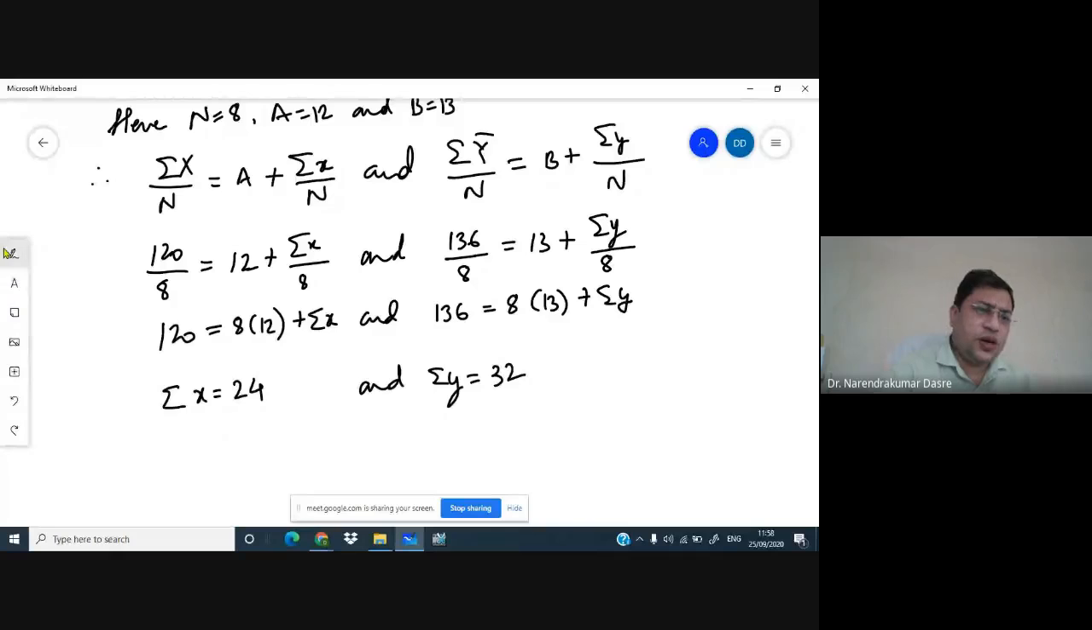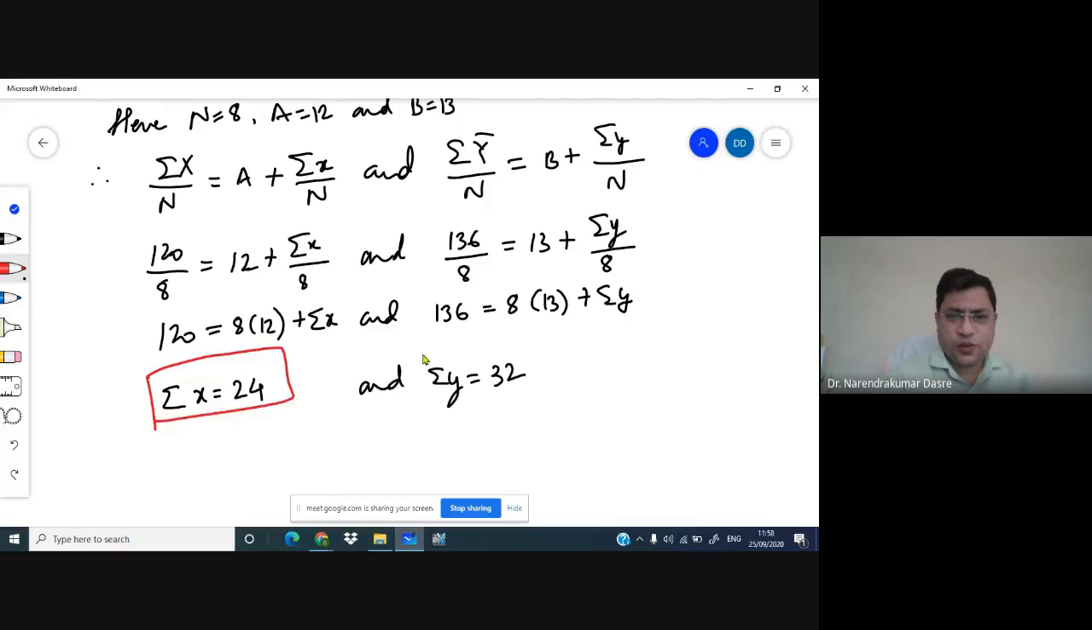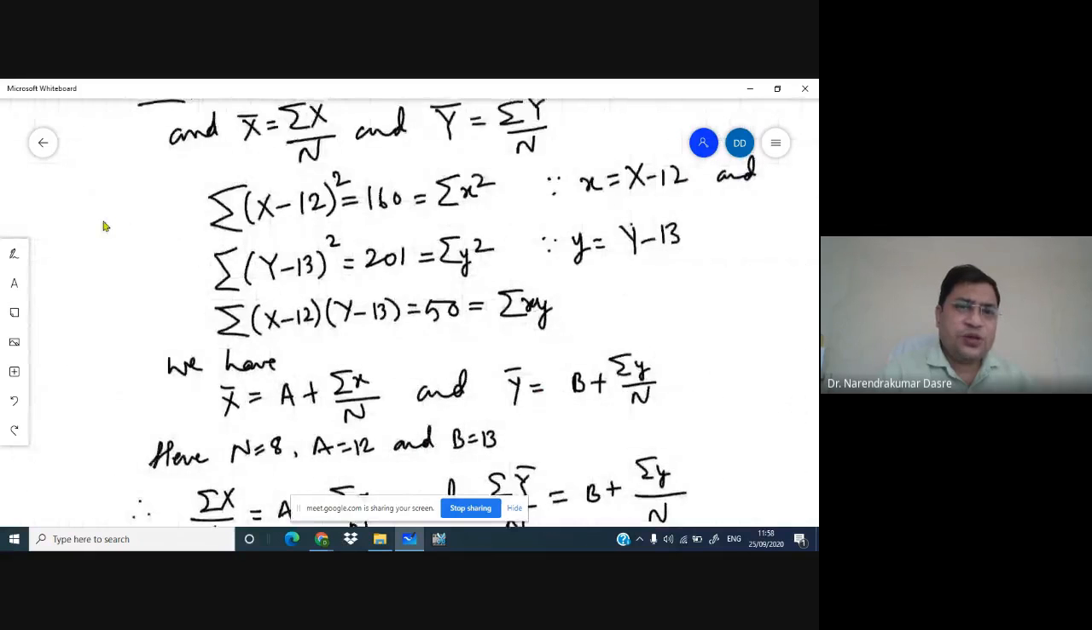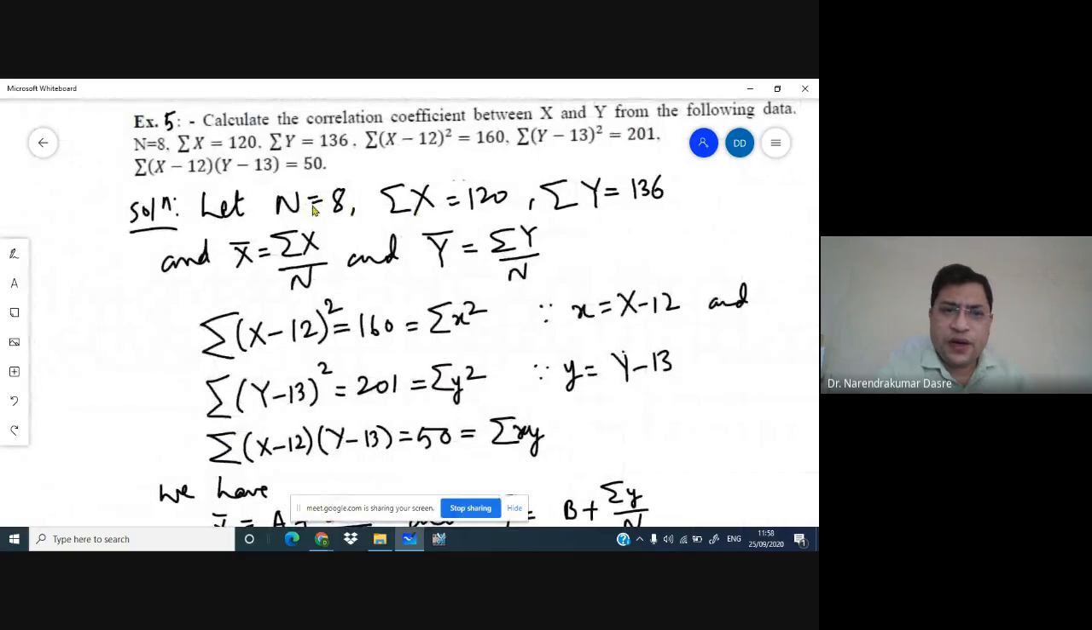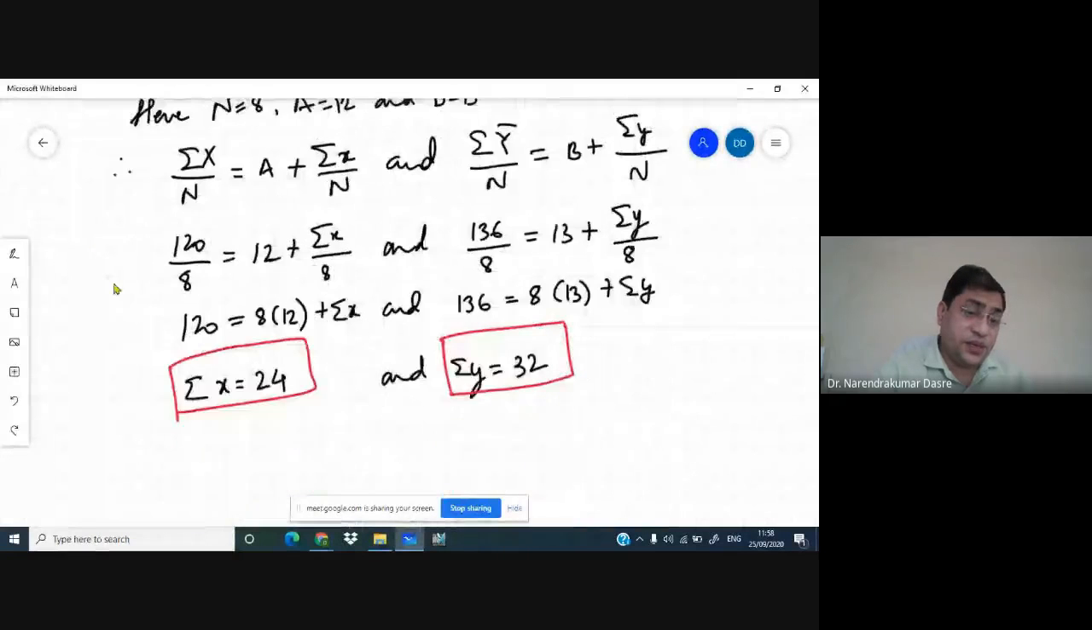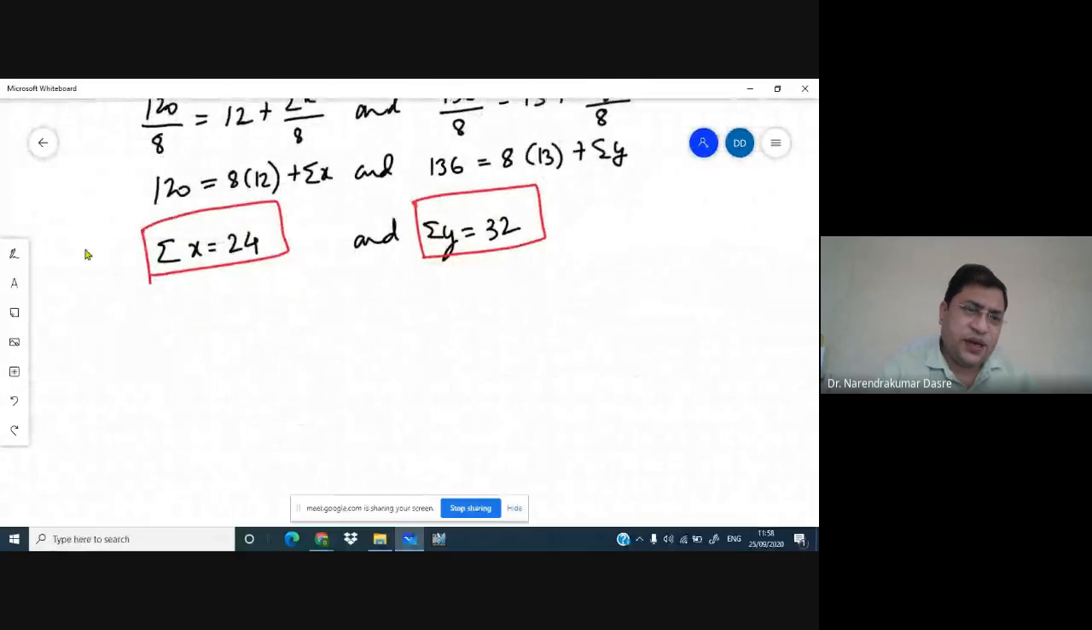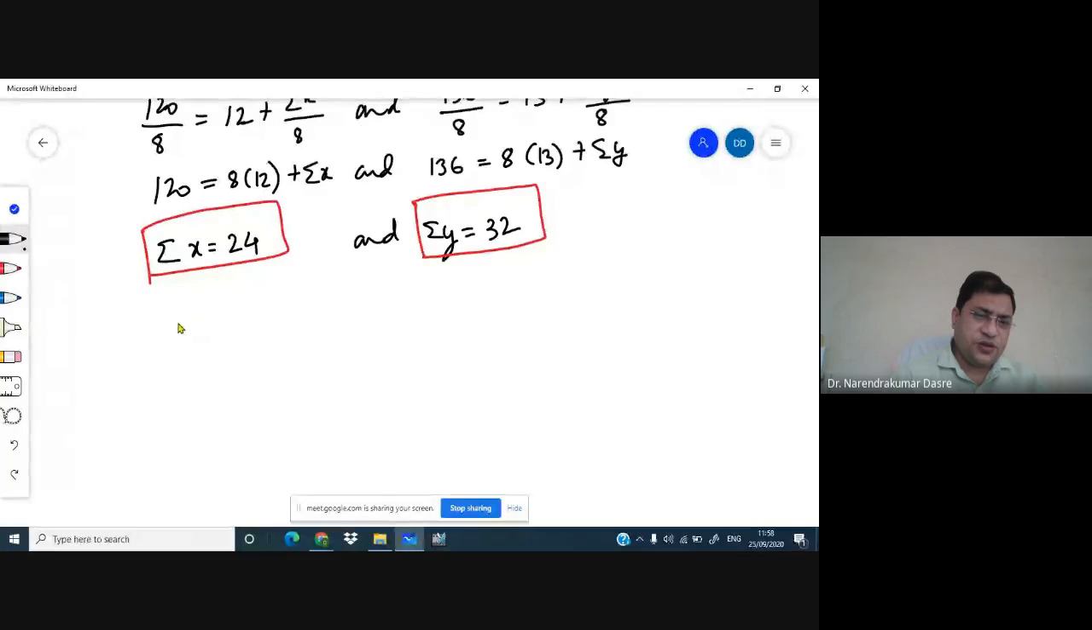So you got that this is going to be 24 and this is going to be 32. Once you got these values, these were the missing values to use the formula. Now we have calculated the missing values, so all the values are with us. We have n, summation x square, summation y square, summation xy, and now we have calculated summation x and summation y. Hence we are able to write the formula and calculate the coefficient of correlation.